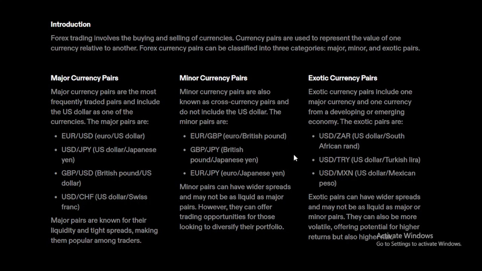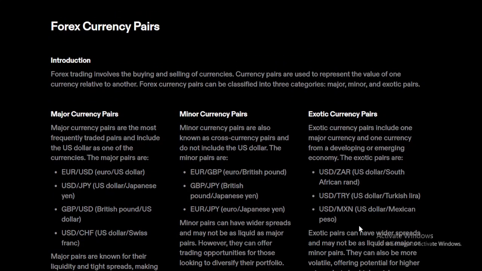Nigerian naira is under exotic, right? Ghana cedis is here, and other developing and emerging economies. They can also be more volatile, offering potential for higher returns but also higher risk. So these are the three categories of currency pairs. All right, so thank you and God bless you. See you in the next video.